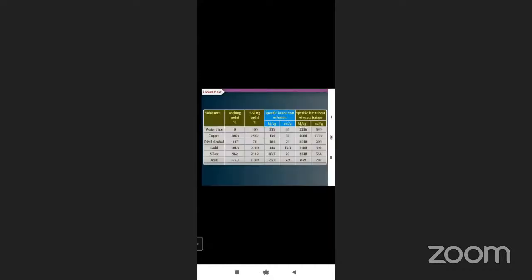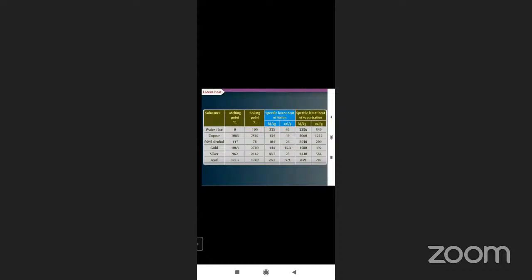Clear? Now if you see on page number 63, one table is given. So we'll go through that. Now see, different substances have different melting points and boiling points. The values of these melting points, boiling points and latent heat depend on atmospheric pressure. Now we'll see some of the examples. Some of the substances are given. You can see on page number 63, and even you can see the slide which is given.